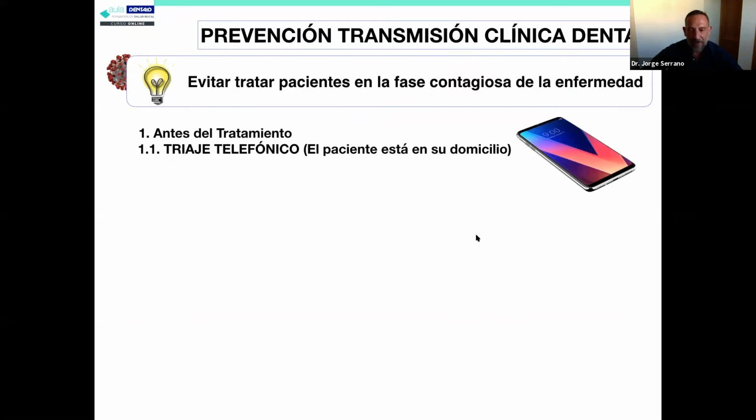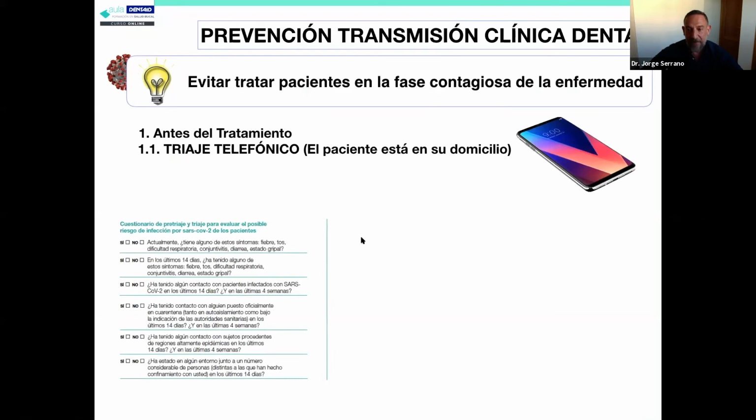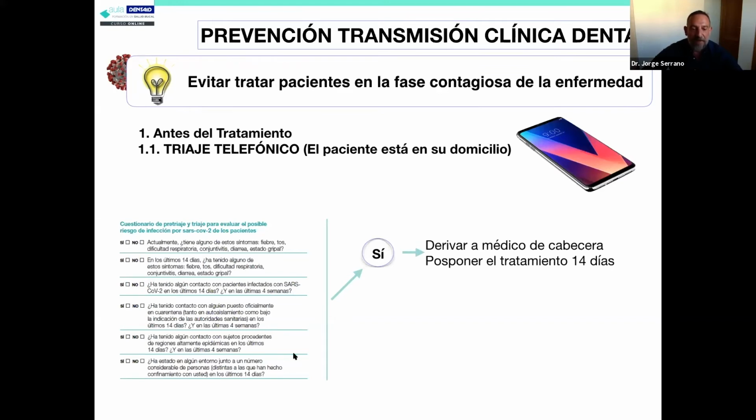And for that, we should do a triage over the phone. So we should ask the patient all these questions. For example, do you have any of these symptoms? Fever, cough, diarrhea? Have you had in the last 14 days any of these symptoms? Have you been in contact with any person infected with SARS-CoV-2? Or have you been in a meeting with a very high number of persons? Well, if they respond yes to any of these questions, if the patient has symptoms, we should send them to their physician and postpone our treatment 14 days.